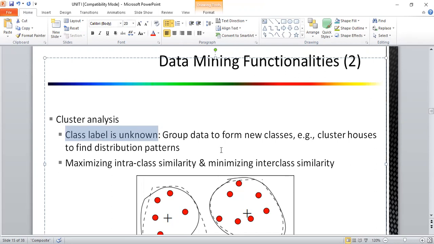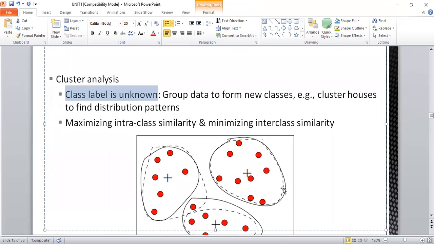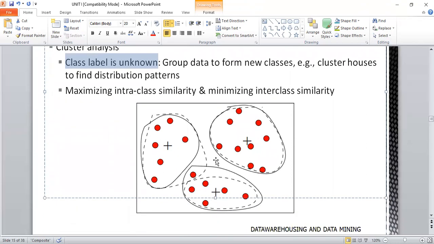You have to group data to form new classes, like clustering houses to find distribution patterns. Clustering maximizes intra-class similarity and minimizes inter-class similarity. Basically, we will group the data on the basis of their similarity. Intra-class similarity means that the things present within one cluster are similar to each other in some form, and inter-class similarity being minimized means the attributes or values present in different clusters have less similarity. They are not similar.